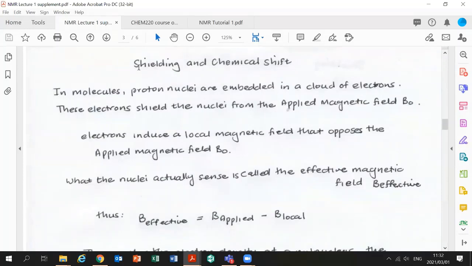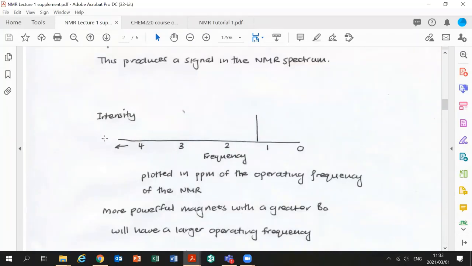So this brings us to the concept of shielding and chemical shift. What I mean by chemical shift is where in this plot do I find the signal? Do I find the signal at 1? Do I find the signal at 3? Do I find the signal at 4? And what does it tell me if I find the signal at 1 or 3 or 4? What does it tell me about the environment of that proton? Can I get information about the environment of the proton? And can I use all that information to ultimately get the structure of a molecule?